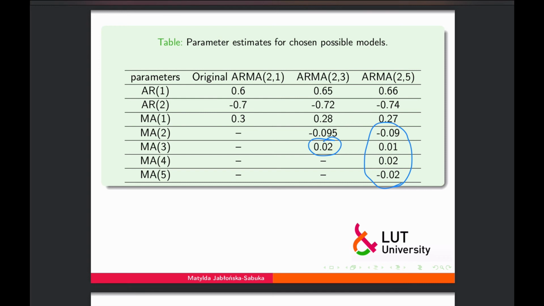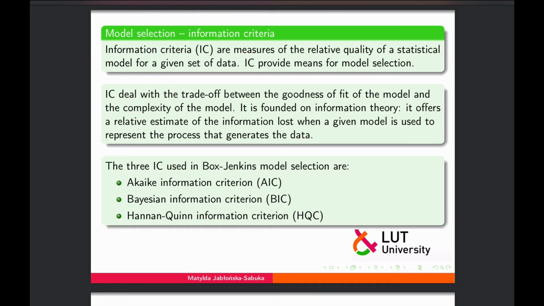The second, more formal way is using so-called information criteria. So information criteria are measures of the relative quality of a statistical model for given data, and information criteria provide means for model selection. The main idea is that they provide a trade-off between goodness of fit of the model and the complexity of the model. It is founded in information theory, so it offers a relative estimate of the information lost when a given model is used to represent the process that generates the data.